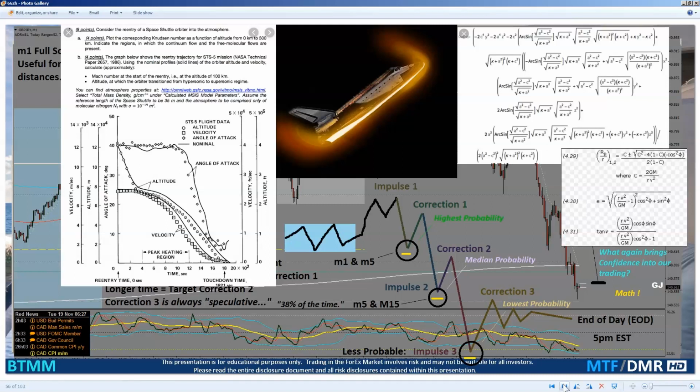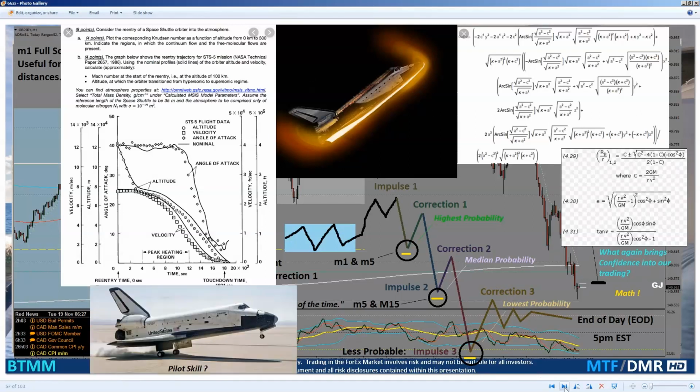Their confidence comes from math, okay? That's just basic orbital math. That isn't heat. That's not your thermodynamics. That's just orbital stuff there, right? But the idea I want you to see here is that even in trading, the same type of overall idea applies. Is it pilot skill that drops one of these beautiful birds down in Edwards Air Force Base?